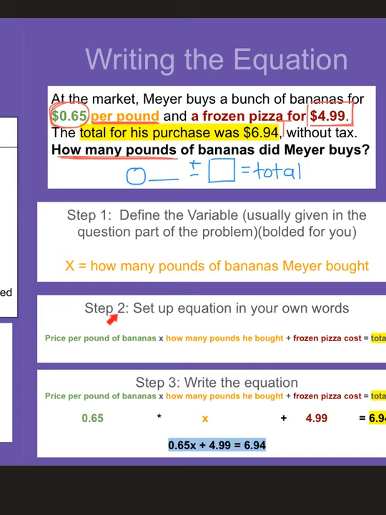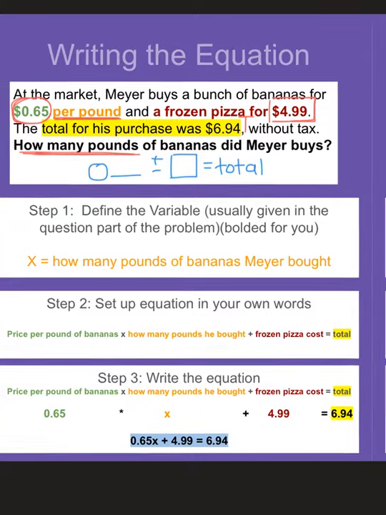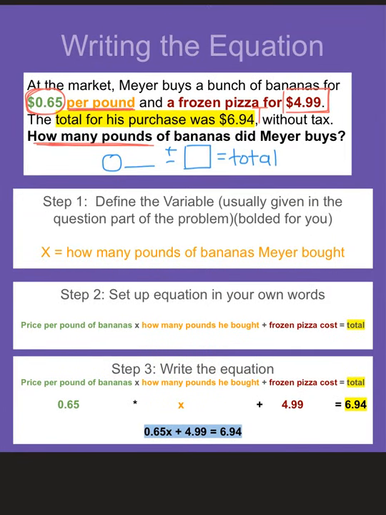Then you're going to set up an equation in your own words. What's the situation that's going on? Well, we have the price per pound times how many pounds he bought plus the cost of the frozen pizza, and it will equal your total. So read through these. I'm going to go straight to practicing some examples that are not actually worked out all for you.